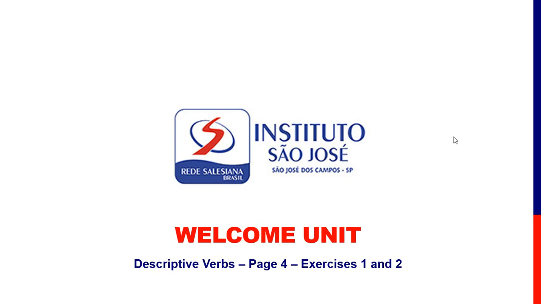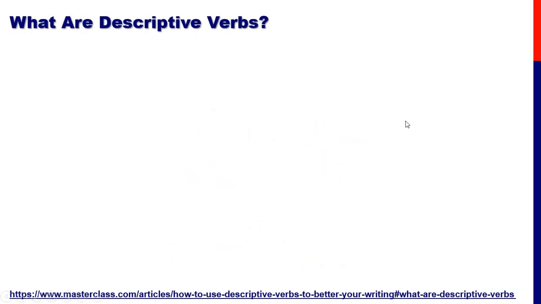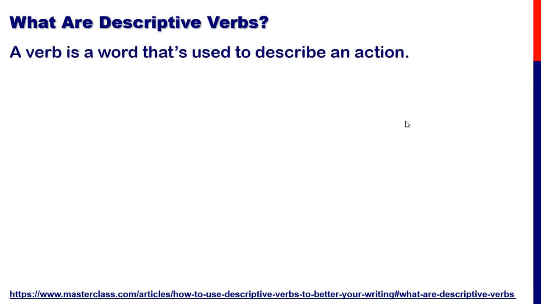Now, we're going to do exercises 1 and 2 on page 4 about descriptive verbs. Okay, very quickly, what are descriptive verbs? Let's take a look here. So, what are descriptive verbs? A verb is a word that's used to describe an action. Okay, so that's the basic concept about verbs.